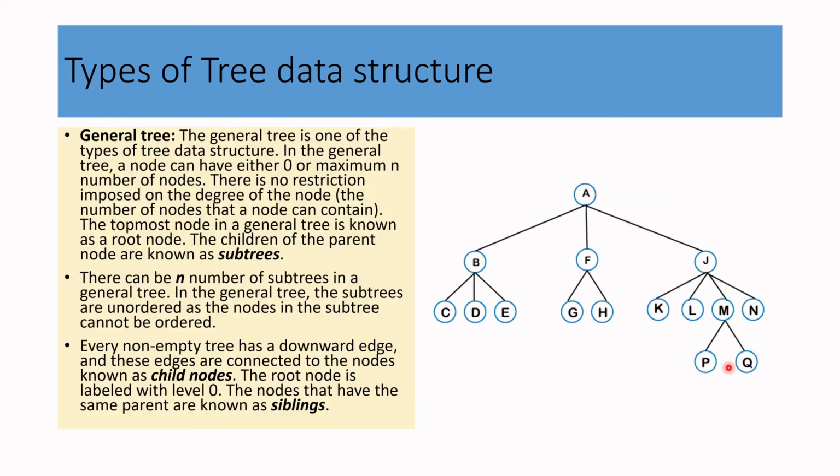Every tree has downward edges, and these edges are connected to nodes known as child nodes. Nodes that have the same parent are known as siblings. For example, for a we have b, f, j. So b, f, j are siblings, c, d, e are siblings, g, h are siblings, like that. Okay, so we already know what child nodes are.